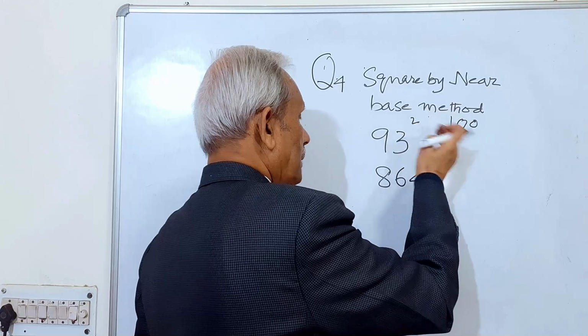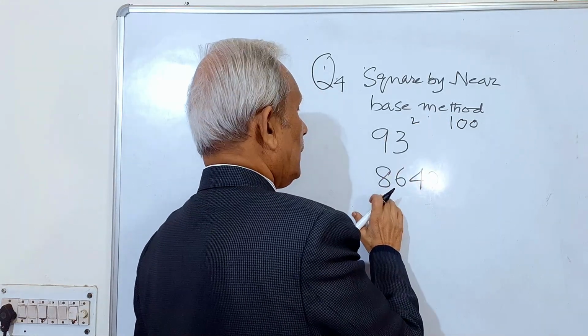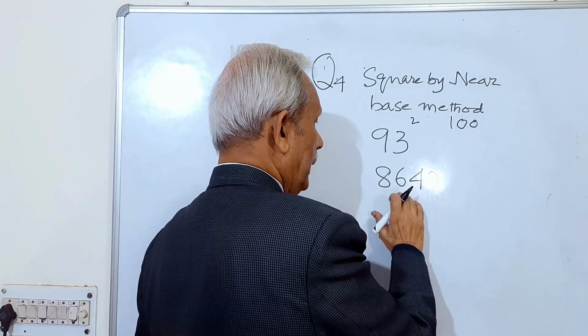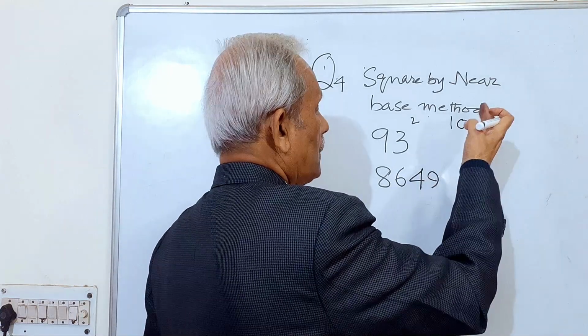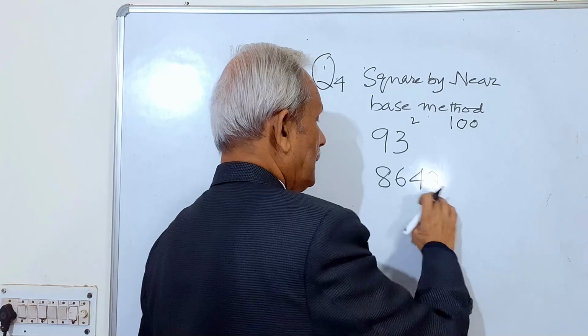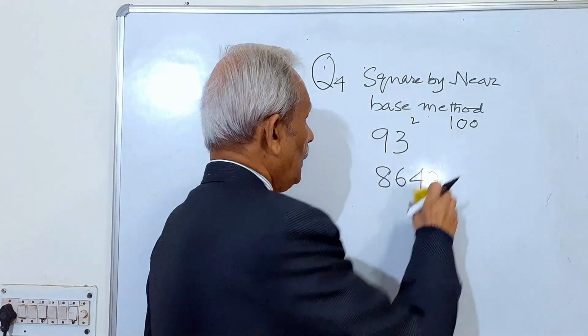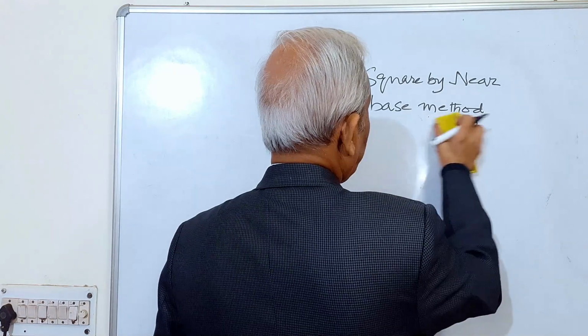93, the difference is minus 7, so since it is minus, we subtract it from 93 again and you get 86, and 7 square is 49. There are 2 zeros, 49 here, 8649. Quite simple, right?